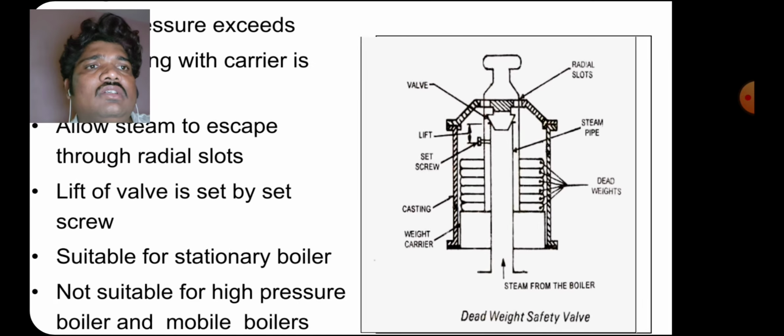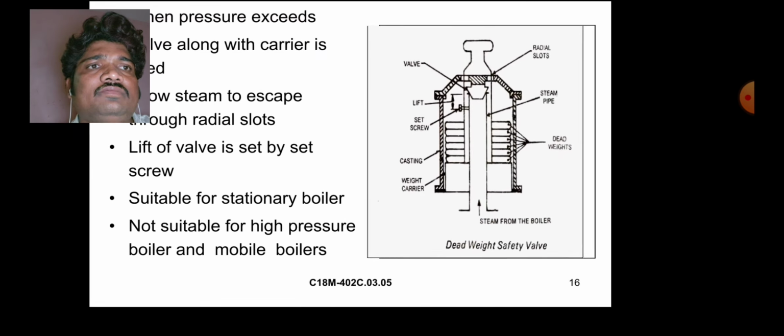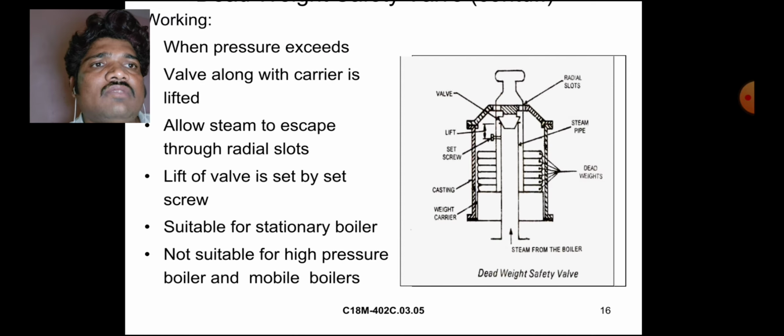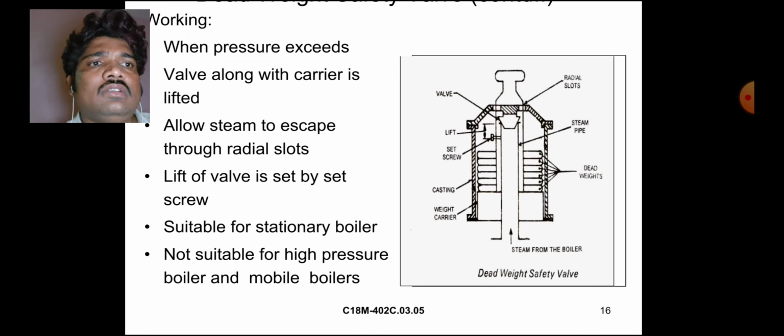This component is shown in this figure. See this: radial slot, valve, lift, set screw, casting, weight carrier, dead weights, steam pipe, radial slot, steam from the boiler. This is a dead weight safety valve as shown in this figure.